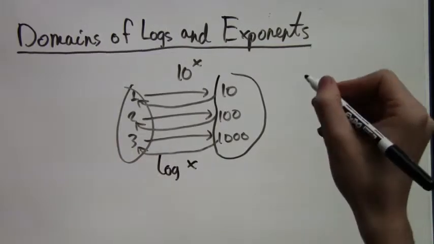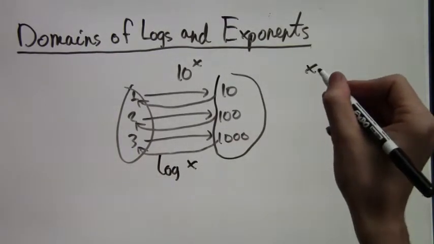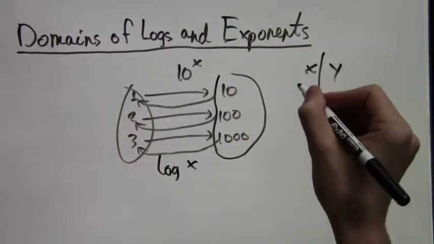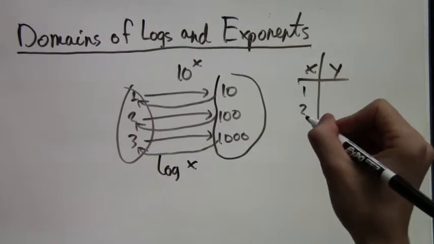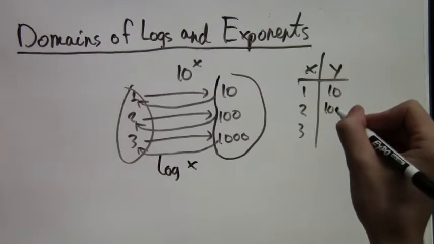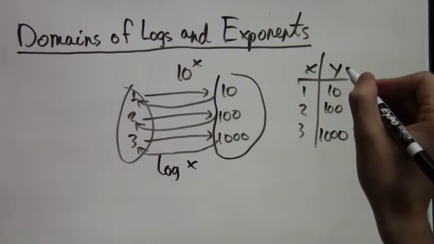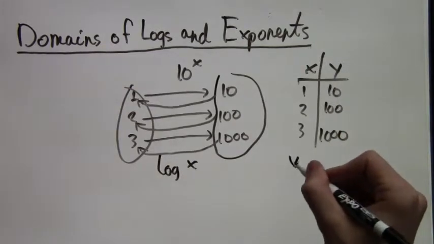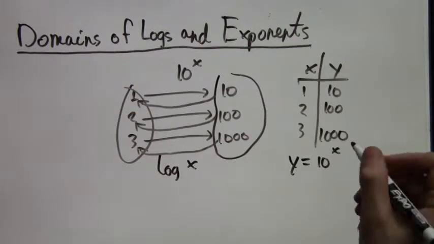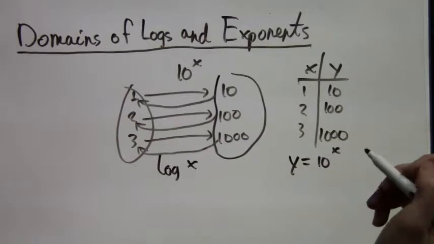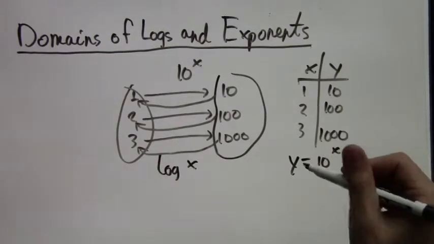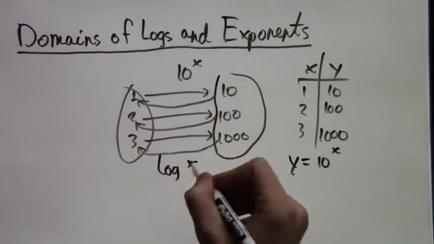So what does this mean in terms of the domain of the exponent? I'm just going to make this little chart here, which is analogous to the drawing I made next to it. We have x equals 1, 2, and 3, and y equals 10, 100, and 1000. In this little table, this is for y equals 10 to the x.